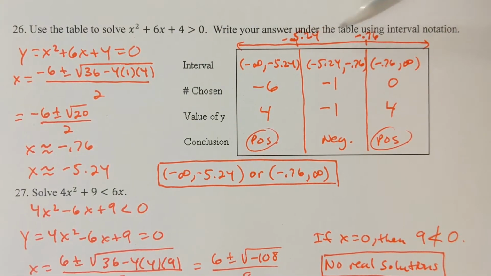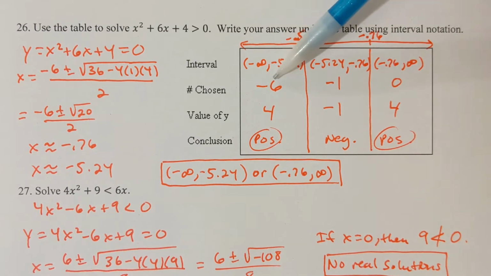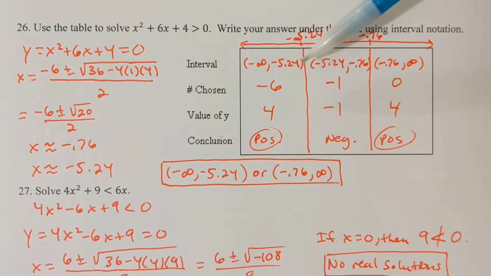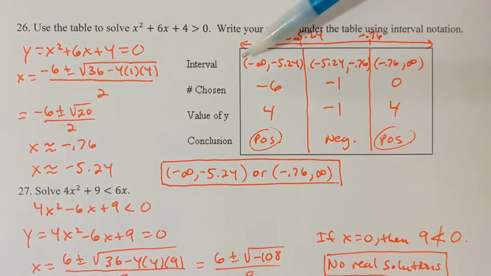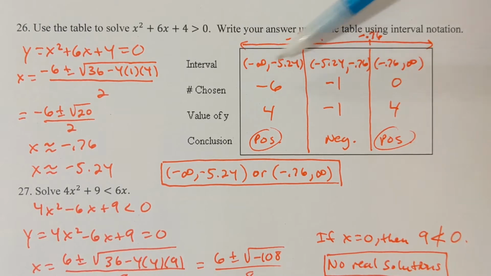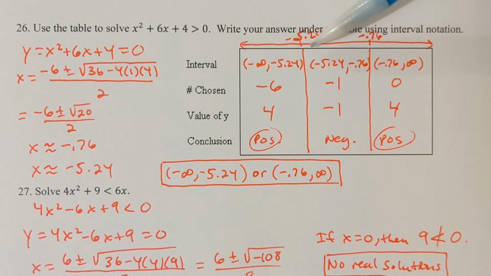Okay, so I've positioned those two numbers here in order on the number line, and that allows me to know what number to choose in each one of these three groups. So the first group is any number that is less than negative 5.24. The middle group is for representing anything that is between negative 5.24 and negative 0.76. And then in the last group, I'm representing all the numbers that are bigger than negative 0.76.